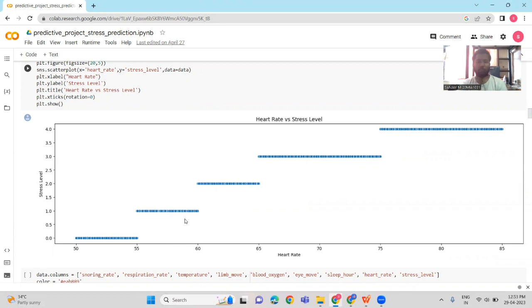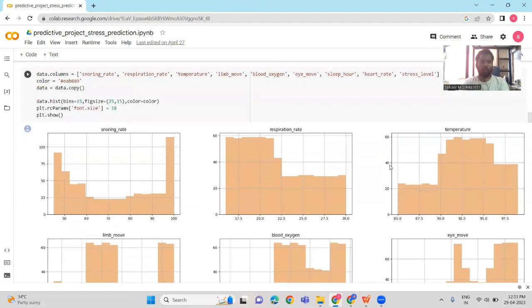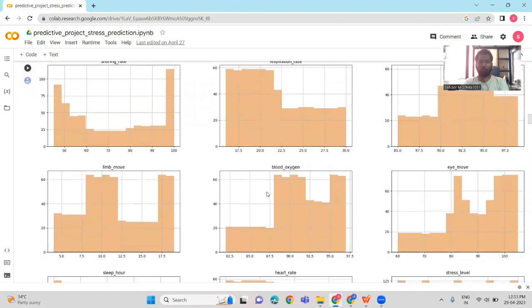As previously discussed, they classified stress levels as 5, 0, 1, 2, 3, 4. So based on increasing heart rate, the change in stress level is shown in the plot. This is the histogram plot of bins for each column.